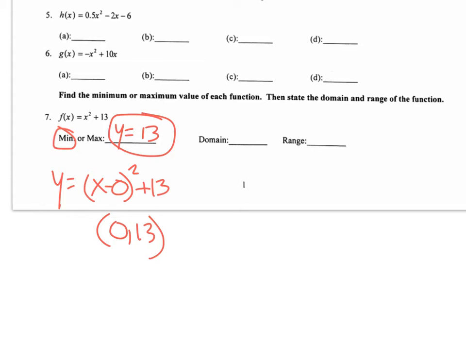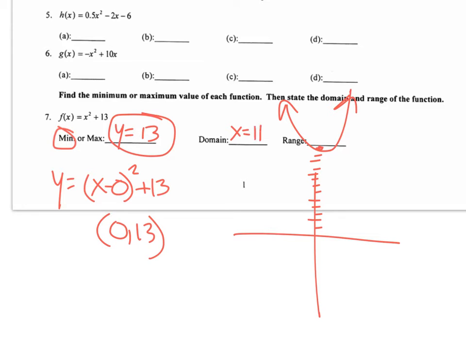Let's talk about domain and range. And in order to do that, let's do a quick sketch right here. Since this vertex is 0, 13, we count 0, 1, 2, 3, 4, 5, 6, 7, 8, 9, 10, 11, 12, 13. Okay, it's right there, and it's obviously opening up, right, because the a value is 1. So let's think about this. The domain of any parabola should be x equals all real numbers. So the domain is x equals, and you could use the all real numbers symbol, which is like that weird looking R.